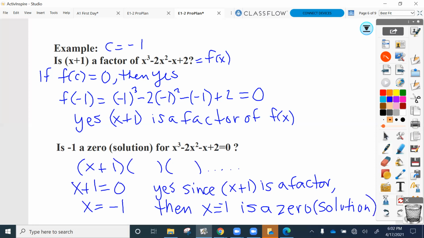Okay, so that's two different questions, right? You can ask, is a binomial a factor? And then you can use the factor theorem, right? Just by putting in your c value. If it's 0, then yes, it's a factor. And then it's a 0 also. If you know that a binomial is a factor, then all you have to do is set it equal to 0 to determine a 0 or a solution.